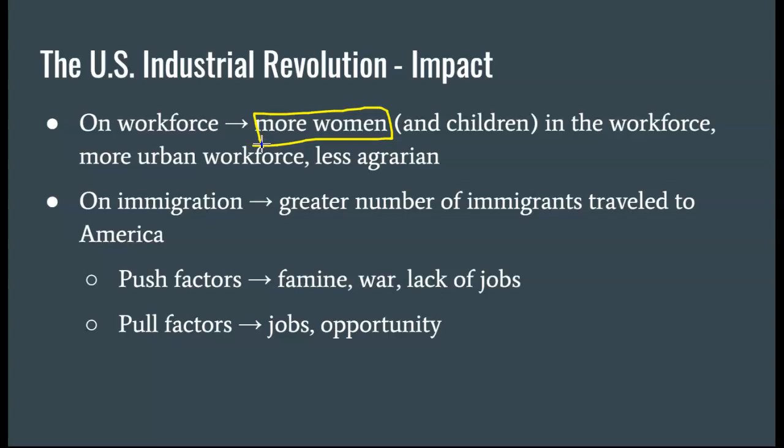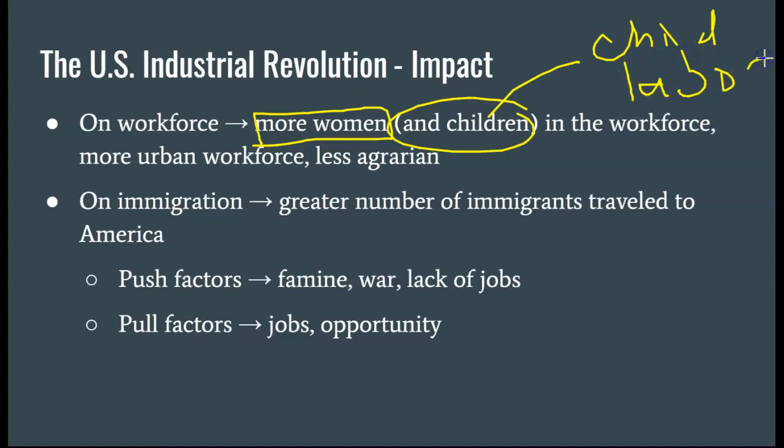If you're having to, let's say, cut down a tree, that takes a lot of strength. That takes a lot of stuff that you have to put forth. And so more women started to join the workforce. Unfortunately, also, this is when we had a really big child labor problem, which is illegal now, but a lot of children were entering the workforce as well.